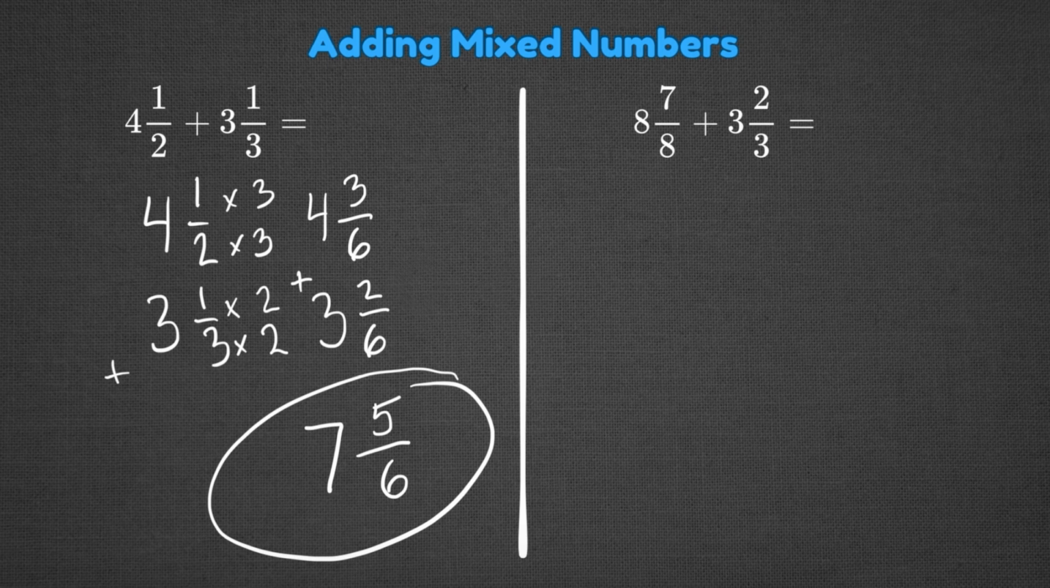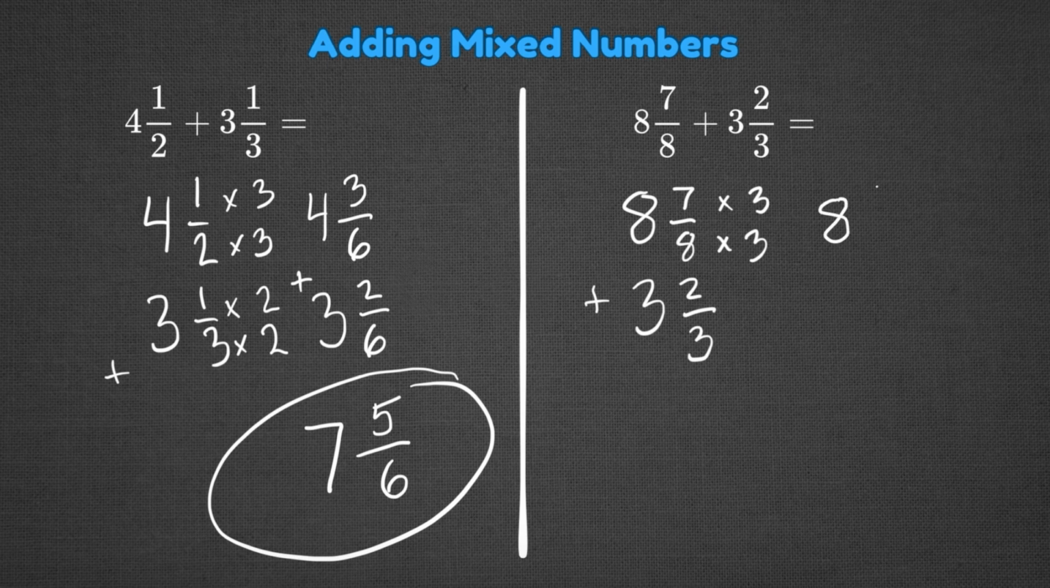Here's a little trickier one. I'm going to take these numbers and stack them again. 8 and 7/8 plus 3 and 2/3. A common denominator of 8 and 3? Well, we start thinking through the multiples and we're going to realize 24 is the magic number. So I'm going to multiply this 8 by 3, and whatever you do to the bottom, you must do to the top. So this new fraction is 8 and 21/24.